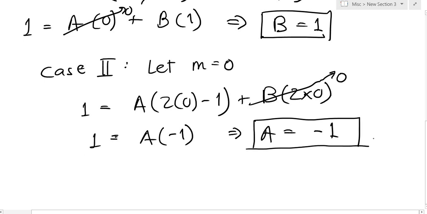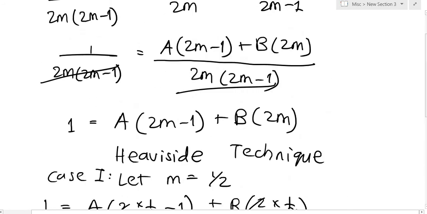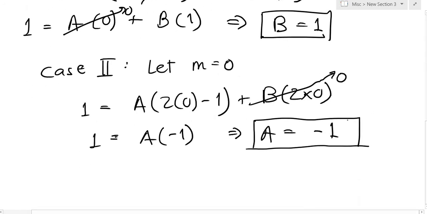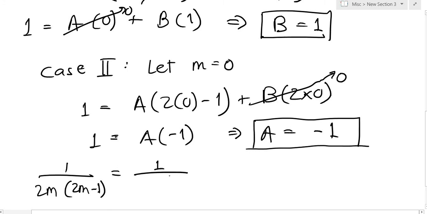So whatever our original term was, now we can write it in terms of two separate factors, you can see. We had 2m times 2m minus 1. Now you can write that as, wait, let me write the positive first, always: 1 over 2m minus 1 minus 1 over 2m.